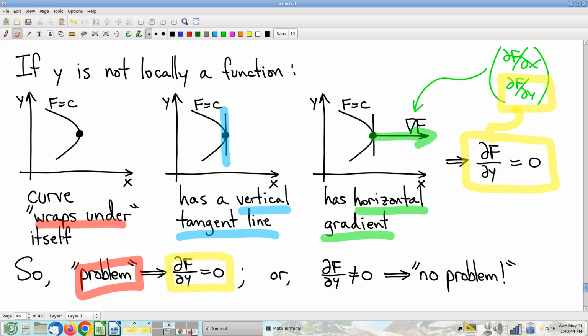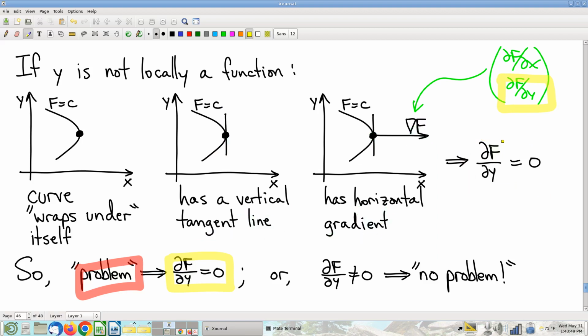And this is, as it stands, not a particularly useful tool. This presumes that we know the answer to the question of whether or not it's a problem. I need this thing to kind of go the other direction. I need something I can check that implies the answer to the question of whether it's a problem or not. So this is uselessly backwards.